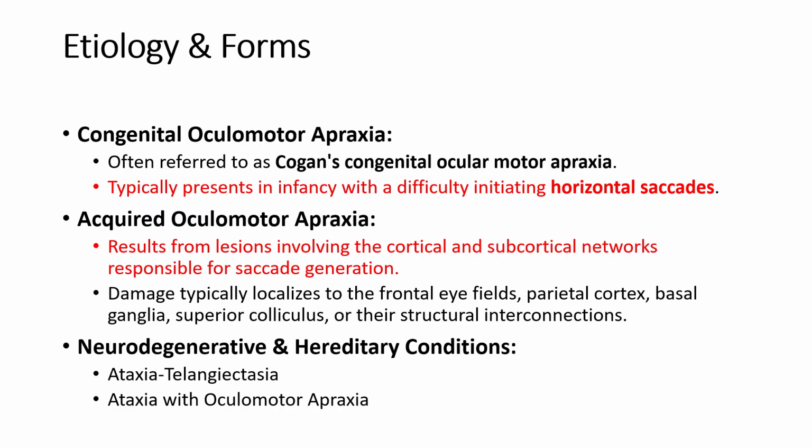Etiology and forms. It can be congenital oculomotor apraxia, often referred to as Cogan's congenital oculomotor apraxia. It typically presents in infancy with difficulty in initiating horizontal saccades. Acquired oculomotor apraxia results from lesions involving the cortical and subcortical network responsible for saccadic generation. The damage typically localizes to the frontal eye fields, parietal cortex, basal ganglia, superior colliculus, and other structural interconnections. Neurodegenerative and hereditary conditions like ataxia telangiectasia and ataxia with oculomotor apraxia can be associated with oculomotor apraxia.